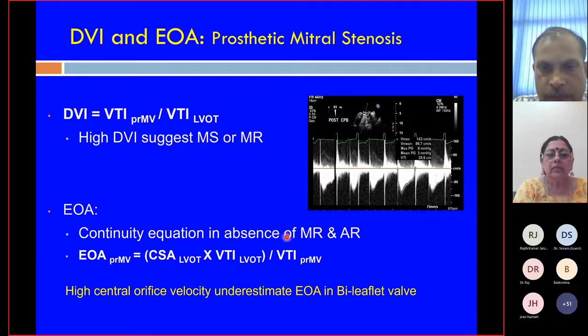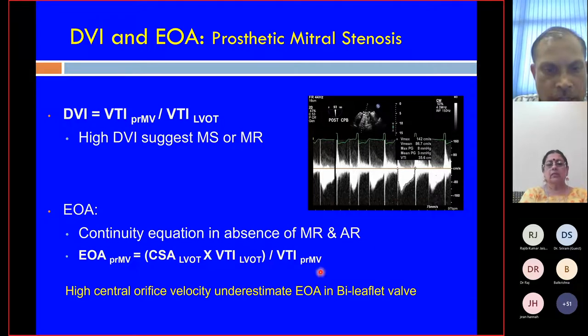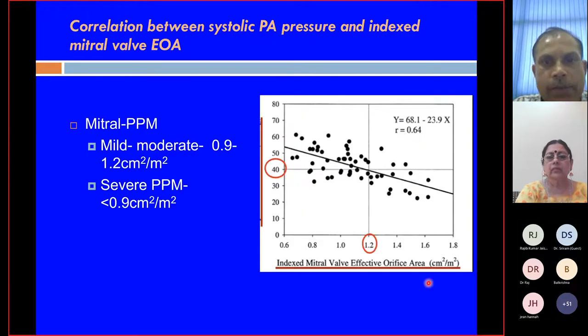If there is absence of mitral regurgitation or aortic regurgitation, you can get the LVOT stroke volume by multiplying the cross-sectional area of the LVOT by the VTI of the LVOT, and divide by the VTI across the prosthesis, which you can get by putting the continuous wave Doppler. Again, you need to avoid the central orifice for the continuous wave Doppler measurement. So if the parameters are like this: a mean gradient of more than 10, Doppler velocity index more than 2.5, effective orifice area less than 1, and pressure half time more than 200, that suggests significant stenosis in the prosthesis.